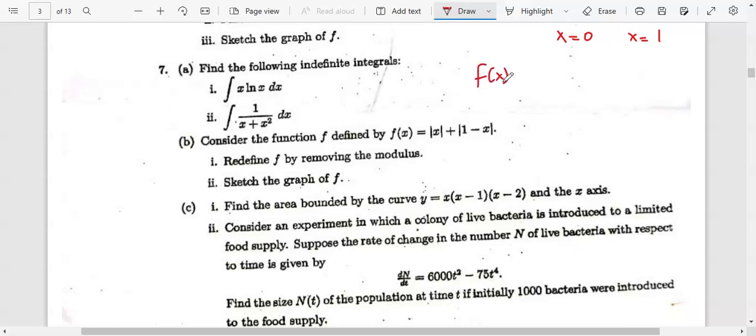So I'm starting to redefine. I'm going to say f of x is equal to, but before I say is equal to, I'm going to get these two functions. We equated x to 0. When we equated x to 0, we found 0. So I'm going to write this table: x is equal to 0, and then x is equal to 1.